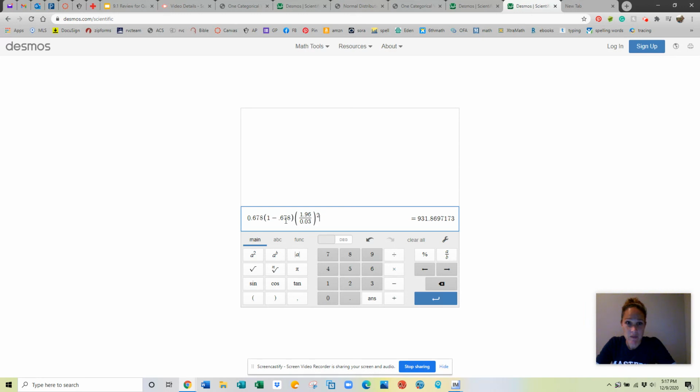Okay, and then here's what Desmos looks like for that last problem about sample size. So we have p hat times 1 minus p hat, we have our critical value, we have our margin of error on the bottom, and we have that squared. Okay, so that's the answer we got, and we rounded up. So that should do it for the one sample proportion problem for the review. Your problem on your actual test will be pretty similar to this, so make sure you understand how to do all of this.